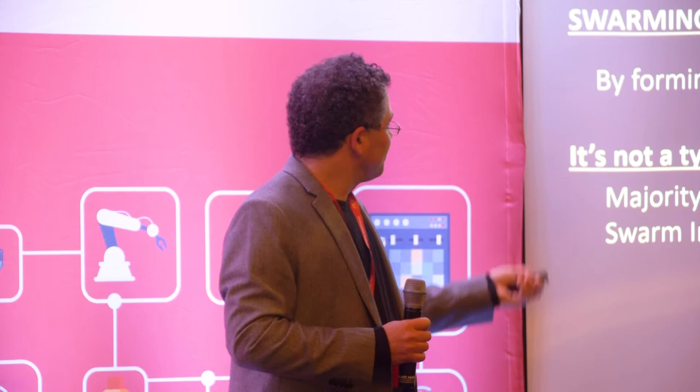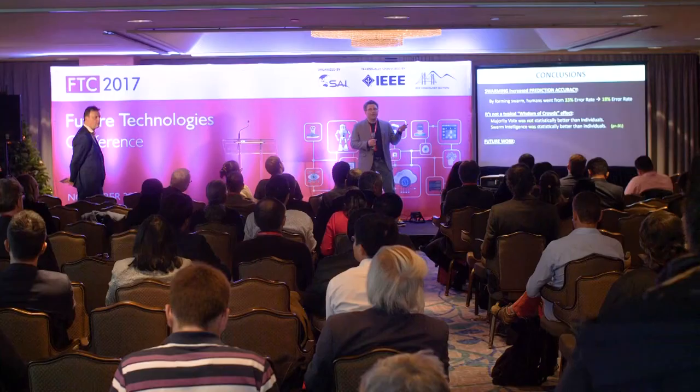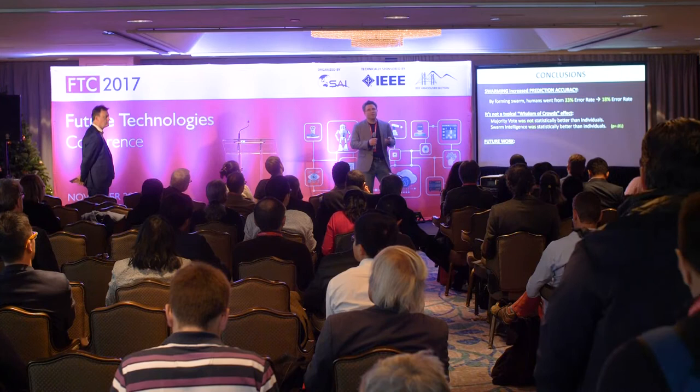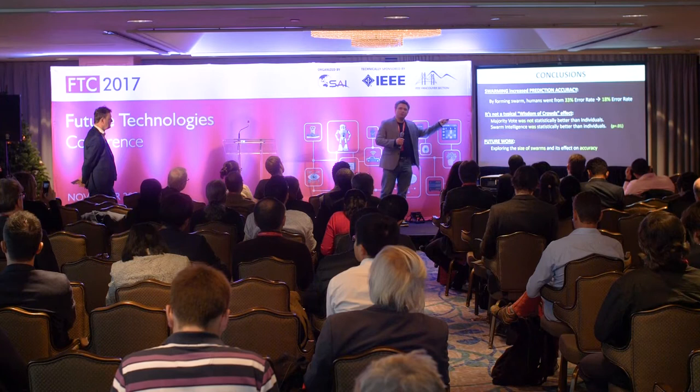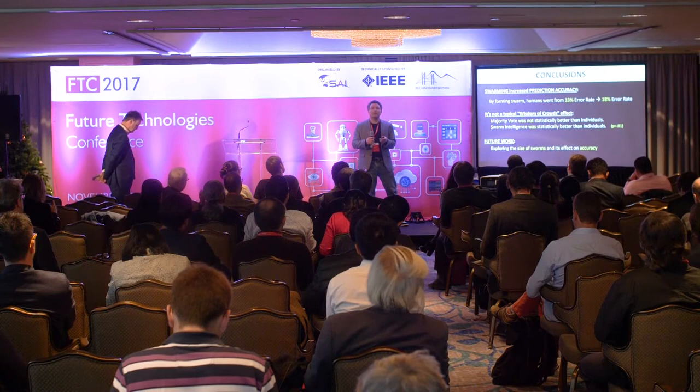And as far as future work on these types of swarm systems, the things that we're working on now is really looking at the size of swarms and how that affects the accuracy. These were swarms of 35 people. We're looking at swarms of 100 people, 200 people, and really assessing how size impacts the accuracy of swarms.